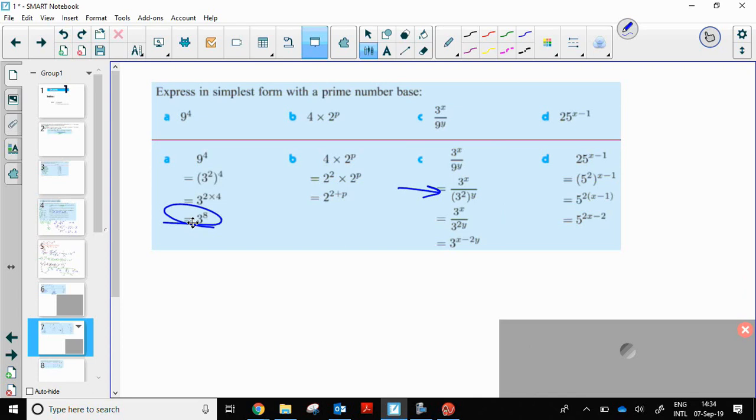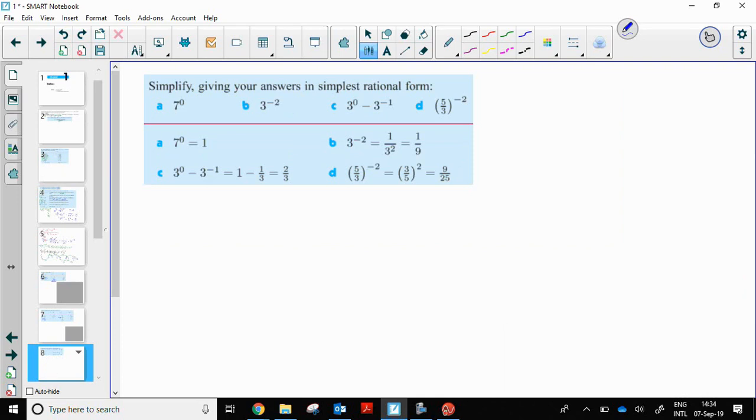How much fun was that? Let's continue. We don't need to hide the answers here. Anything to the power of 0, as long as it's not 0, is 1. Done. 3 to the negative 2 is the same thing as 1 over 3 to the positive 2, which is the same thing as 1 over 9.